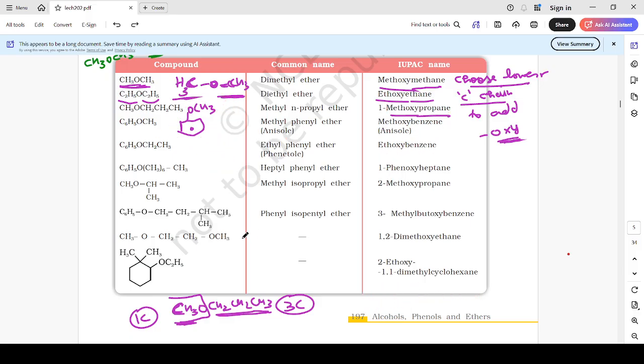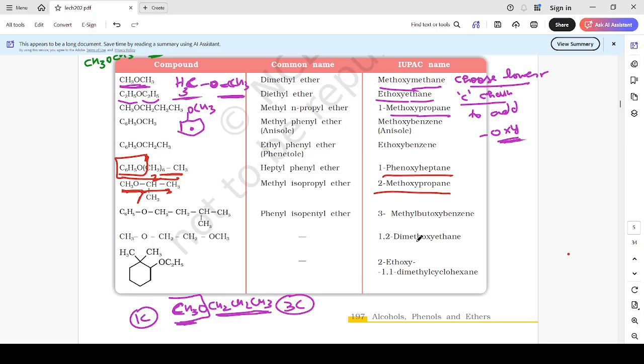Yes, ma'am. Same logic here. 7 carbons are there. From this only my functional group started. So I say 1 phenoxyheptane. Look at this case here. 1, 2, 3. Correct? Choose the longest chain. That's the most important rule of your locant principle. I'm choosing my longest chain. It is 2 here. At the second position, there is methoxy. 2 methoxy propane.